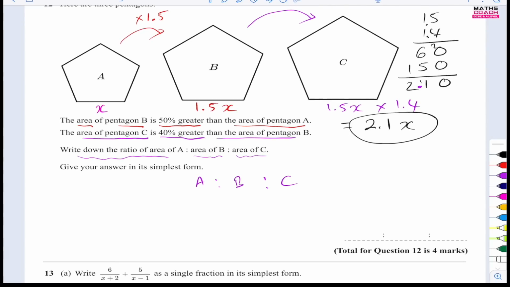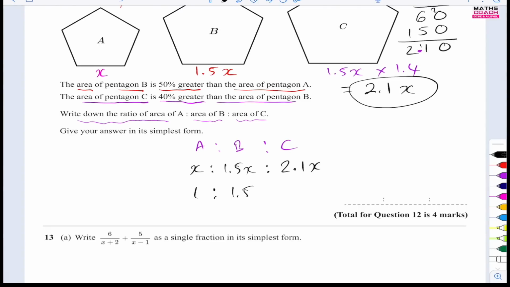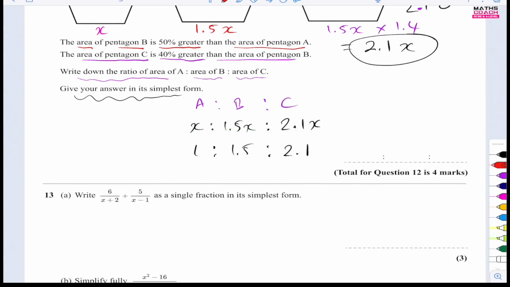So if we put those values in now, so A, we put it here, B, we put it here, and C, we put it here, we get this x, 1.5x, and 2.1x. Okay, now we can do without the x's. If we divide by x's, that gives us 1, 1.5, and 2.1. Now we want the ratio, sorry, in its simplest form. Currently, these are all in decimal form, so I want to make them whole numbers. How do I make them whole numbers? I can multiply everything by 10, and that will give me whole numbers. So that would be 10, that would be 15, and that will be 21. And that's it. That's my final answer.